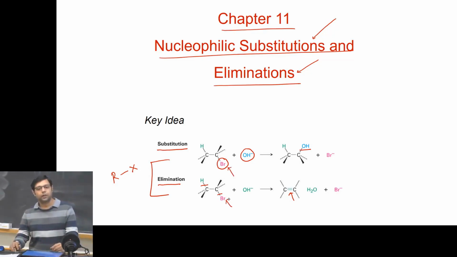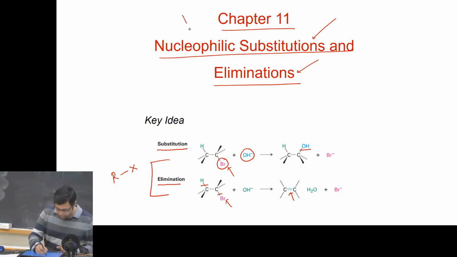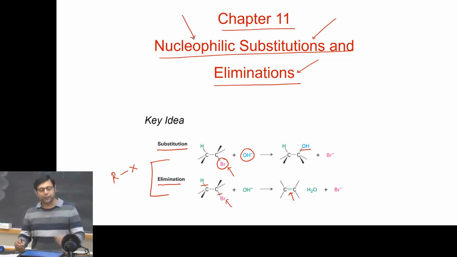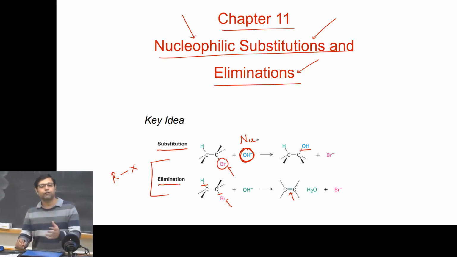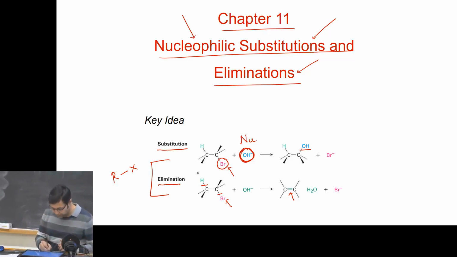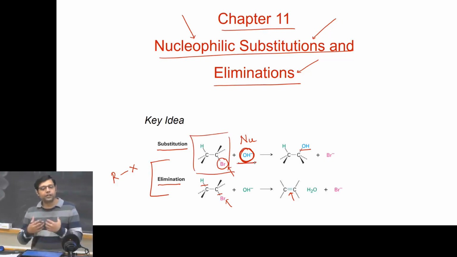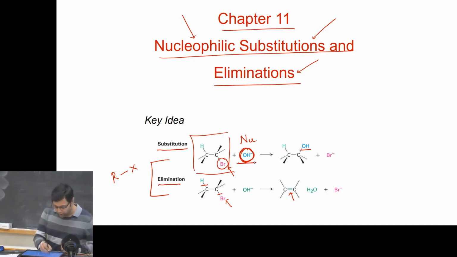Right. Now, the substitution reaction I've written here is a nucleophilic substitution reaction. The reason being, the species attacking the alkyl halide is a nucleophile. OH- is a nucleophile, it's electron rich. So the first species approaching the alkyl halide is a nucleophile. Therefore, this type of substitution is called a nucleophilic substitution.